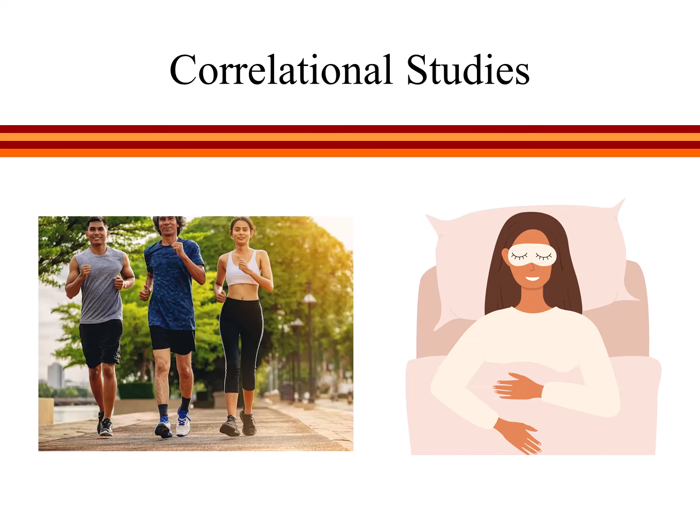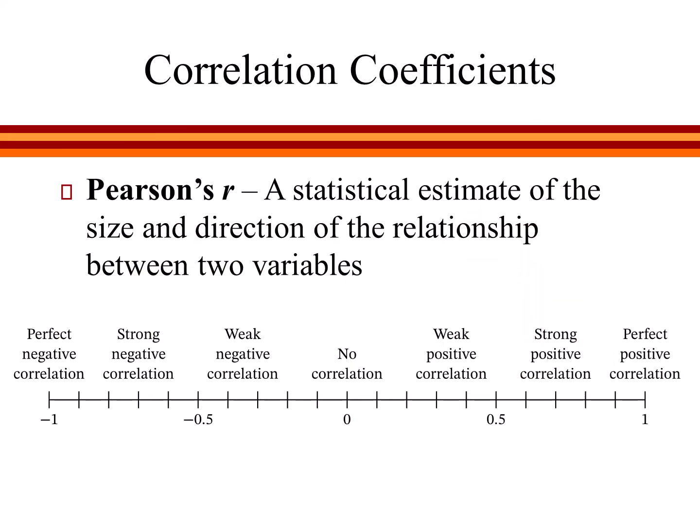For example, to measure exercise, we could have participants wear a daily step counter, and to measure sleep quality, we could ask participants to self-report how many hours of sleep they get each night and how rested versus tired they feel during the day. After collecting this data, the researcher would need to run a statistical test to compute a correlation coefficient. Depending on the type of data we collect, there are a couple different correlation coefficients we might use, but the most common one is Pearson's r, so that's what I'll focus on in this video.